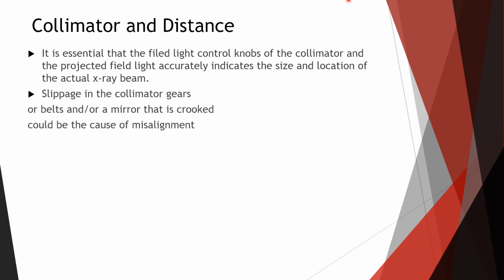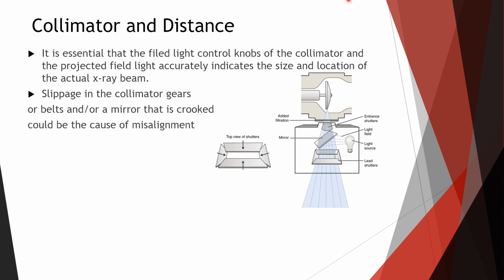Slippage of the collimator gears or belts, or a mirror that is crooked, could be the cause of the misalignment. The light shines right here on a mirror, and that mirror should accurately represent the same path that the X-rays are going to take. So if this mirror is misaligned, or if there's slippage of the gears that open and shut the collimator shutters, then there's going to be some misrepresentation of the light to the actual X-ray exposure area.